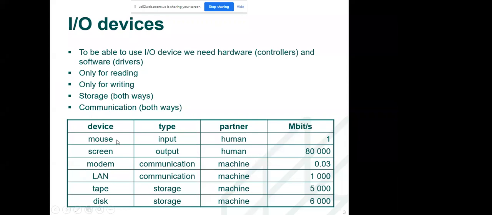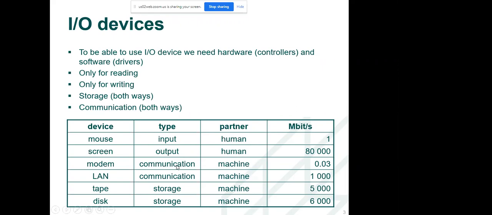So the first device is the mouse. This is an input type of device, always operated by humans, and its speed is 1 bit per second, 1 megabit per second. It's not megabyte, it's megabit. The second one is the screen, an output device for humans, at 80,000 megabit per second.